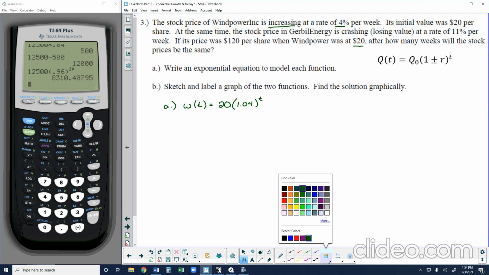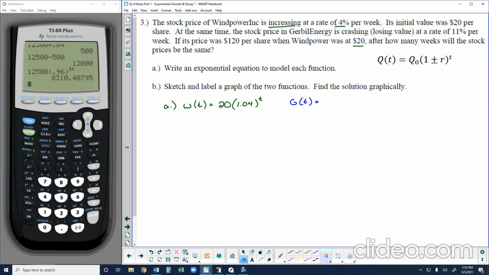In part B, or sorry, the second equation, still part A, but the second equation is for Gerbil Energy. Let's let that be G of t. G of t is going to be its initial value of $120 per share times 1 minus the 11% that it's decreasing. So 1 minus 0.11 would be 0.89 to the t power. So in both instances, we have functions that are increasing or decreasing at a percentage rate of the price the week before. And so here we have two equations to represent each of the two functions.